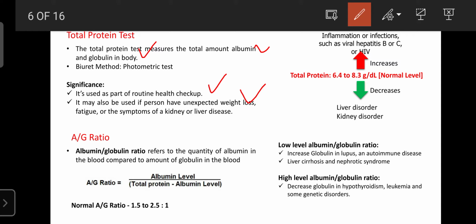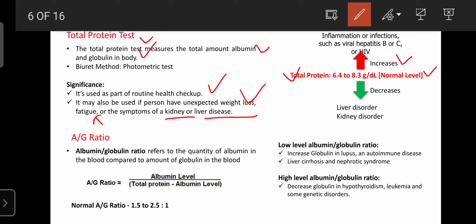Even if you are fatigued, they assess the total protein. And if there are mild symptoms of kidney and liver disease, the doctor can also go to note down the scenario of the total protein value being altered. Regarding the normal range, the normal range of total protein is 6.4 to 8.3 gram per deciliter.